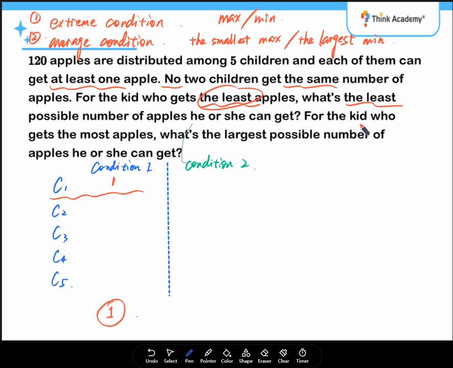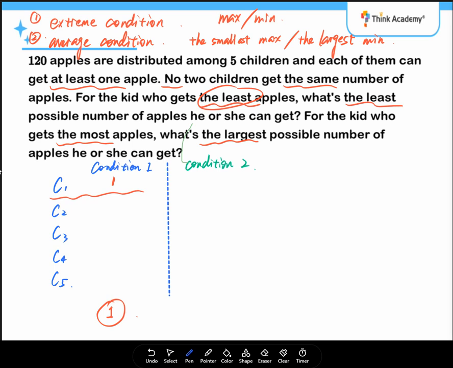For the kid who gets the most apples, pay attention, it's the one who gets the most apples, which means it's the fist. Okay? What's the largest possible number of apples he or she can get? Think about it. Is this extreme condition or average condition? 1 or 2? Extreme condition, 1. Average condition, 2. Think about it. It's the fist, and it needs to be largest. Largest.